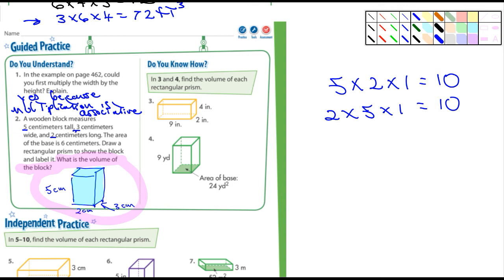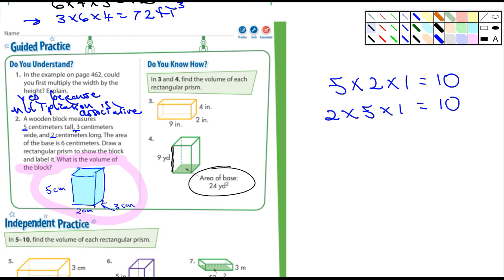Okay, in 3 and 4 here, find the volume of each rectangular prism. Yeah, you can do that. Now look at this one here, number 4, for example. They gave us the base. And so the base is yards squared, so we're talking about area. So they gave us the area. So once you have the area of something, then all you need is the height of it, and they gave it 9, because we're just adding layer and layer and layer and layer and layer and layer to get the volume.